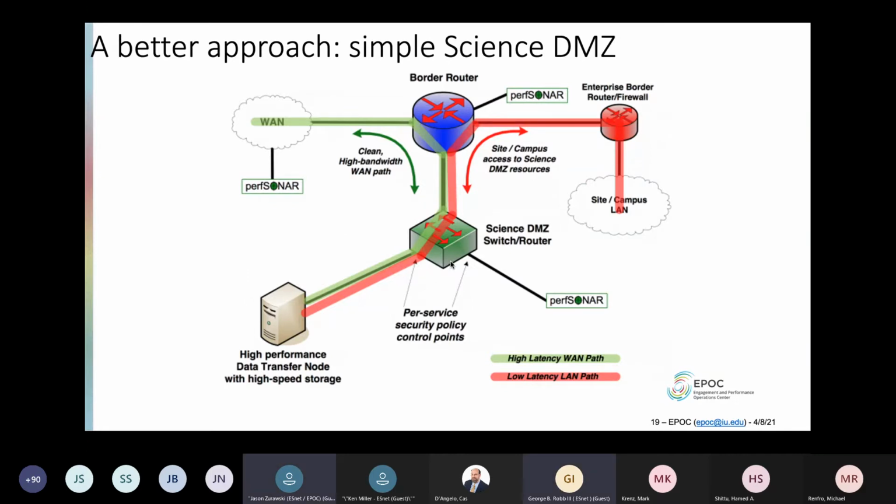There's an interesting one in chat about V4 versus V6. I don't have any good answers on that off the top of my head. I can't see chat, George, so if you want to repeat it. Yeah, absolutely. The chat is, Dan is asking, can you comment on IPv6 versus IPv4 and how it may affect speed or functionality?